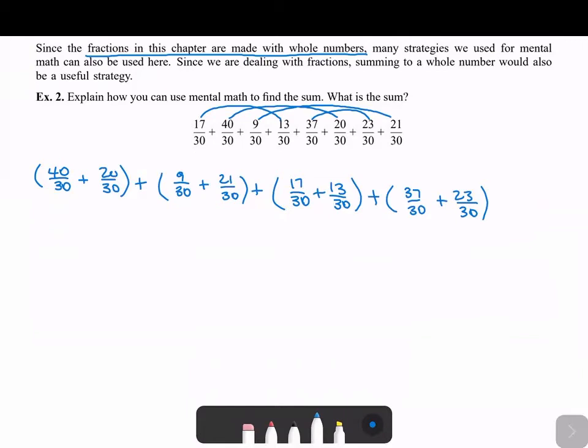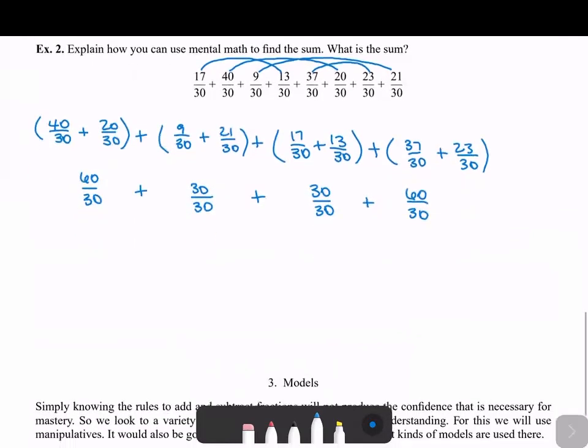So 40 and 20 add up to 60. So this is 60 over 30. 9 and 21 add up to 30. 17 and 13 also add up to 30. And 37 and 23 add up to 60. So we picked these numbers, we associated them nicely. So this is really adding 2 plus 1 plus 1 plus 2. And when we add this all up, we get 6.